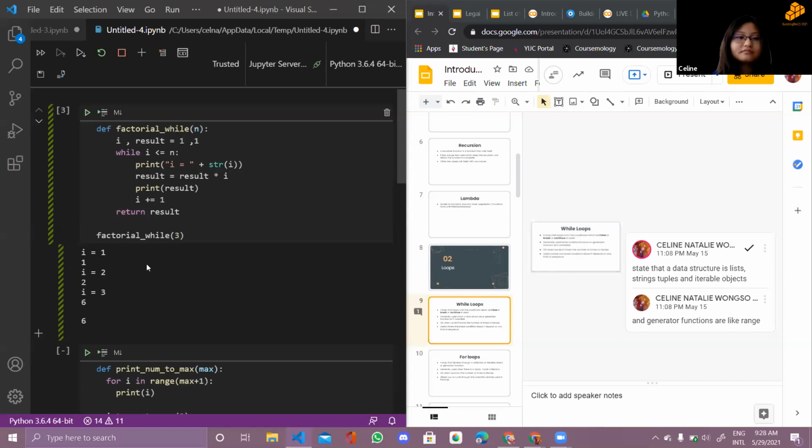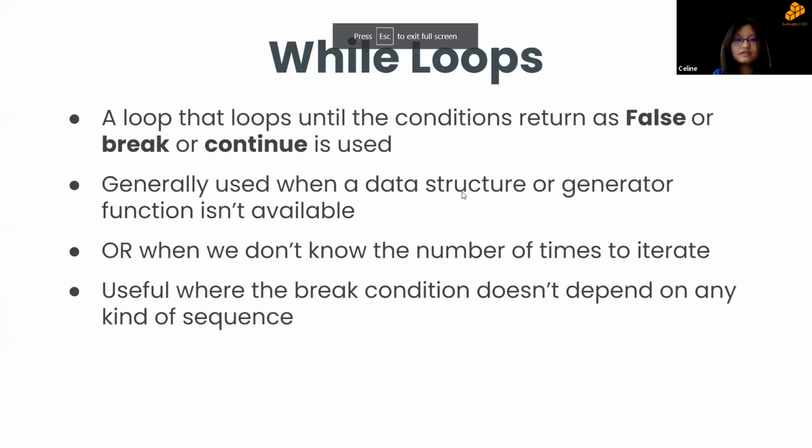And once that's done, I'm telling it, hey, add 1 to i. So then it will return 2, which is over here. i is equal to 2. And this will continue all the way until, because I've set i should be less than or equal to n, once i is equal to 4, it will stop the loop and break it. So this is what a while loop will generally look like.